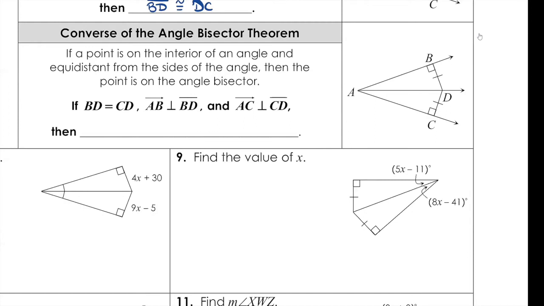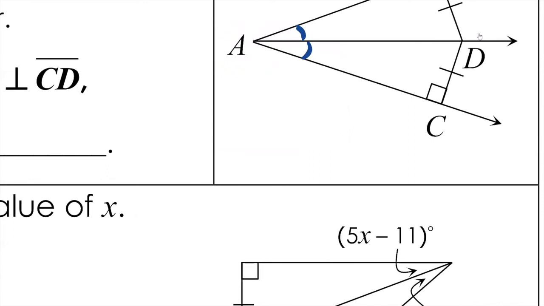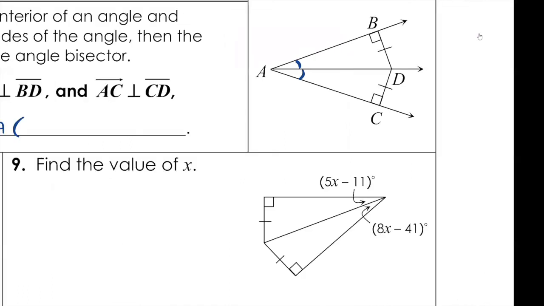now we're going to go with AD, which is a ray, bisects angle A, which creates what? If AD bisects angle A, what does it create? Nope. Two congruent angles. So if it is a bisector, it is going to create two congruent angles. So get specific and name those for me.